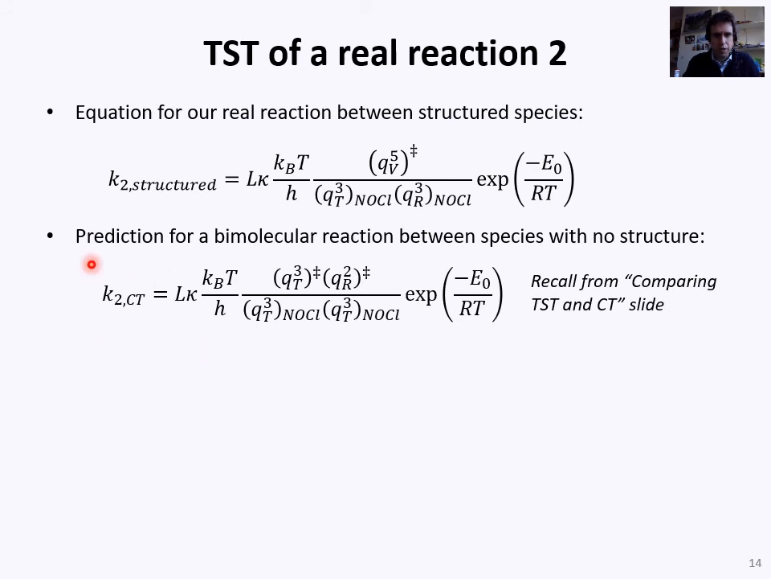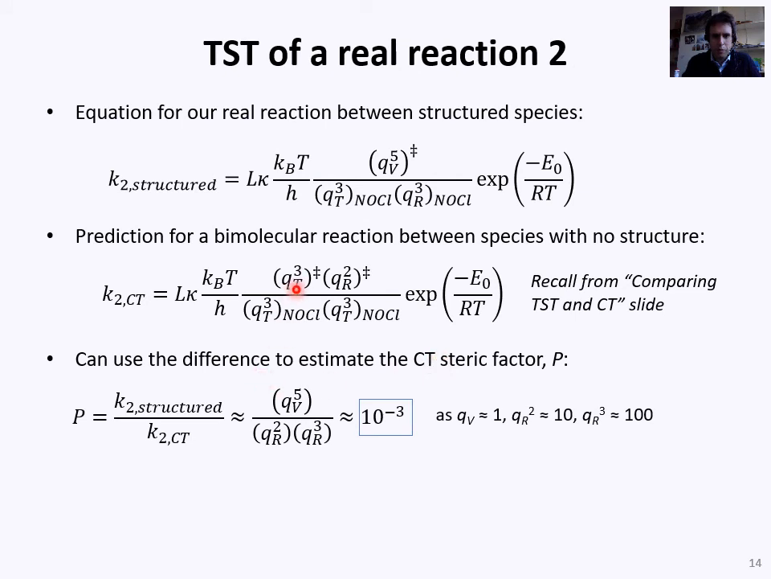So we do a prediction for K2, which we did a couple of slides back. We've got this equation here, and basically we can divide one by the other, and when we do that, this part is the only thing that's different, everything else cancels, and then we cancel what we can and we end up with this. So the ratio of the two is going to give us our steric factor, as it were, and that steric factor is equal to about 10 to the minus 3. And this is because of these orders of magnitude here.